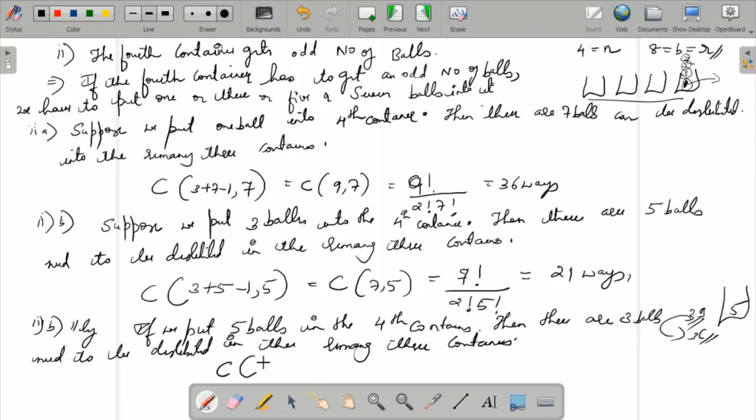So how many balls are there? 3. How many containers are there? 3. This is n, this is r. 3 containers and 3 balls, so 3 plus 3 minus 1 comma 3. This gives me combination of 5 comma 3, which is 5 factorial divided by 2 factorial into 3 factorial. That is equal to 10 ways. So this is the third condition. We are done with 1, 3, and 5. Next we can put 7, so let us solve in a new page.